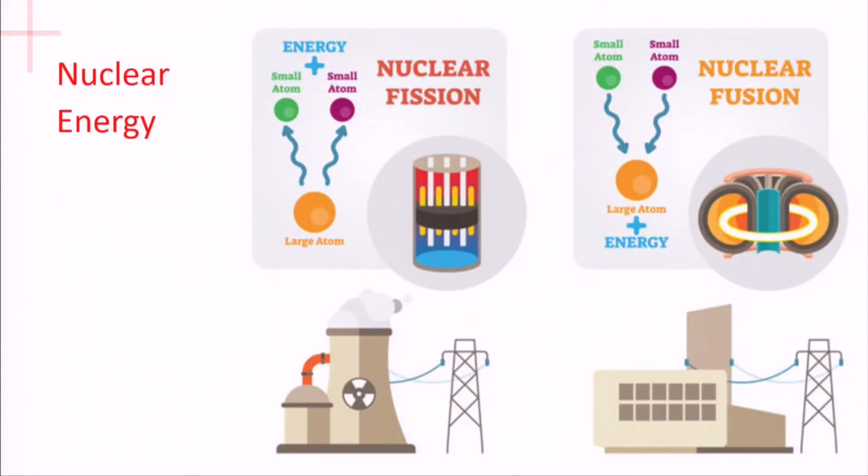So, in nuclear fission, we see a large atom gets broken into smaller atoms, and in this process it releases an enormous amount of energy, while nuclear fusion is when smaller atoms join together to come out with a bigger atom, a larger atom, and even during that process energy is released, and from that we get electricity.